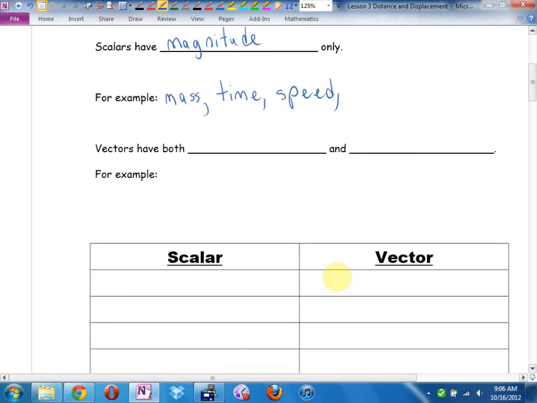Vectors have both magnitude and direction. Vectors have both magnitude and direction, so they have a size, but it also matters which way they're pointing. Force is a great example.